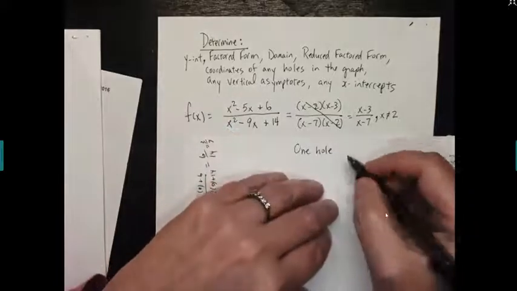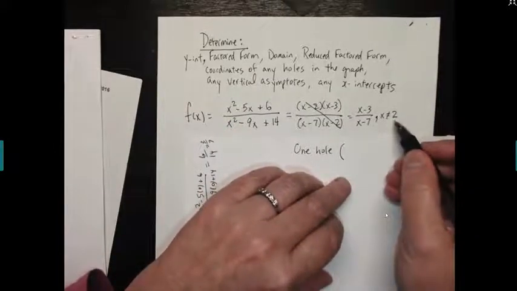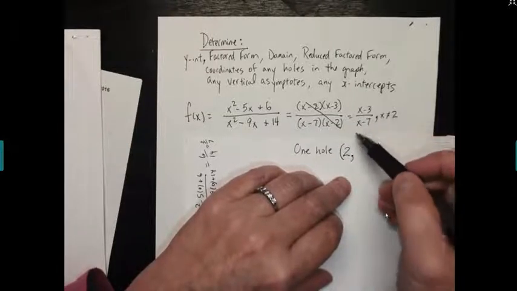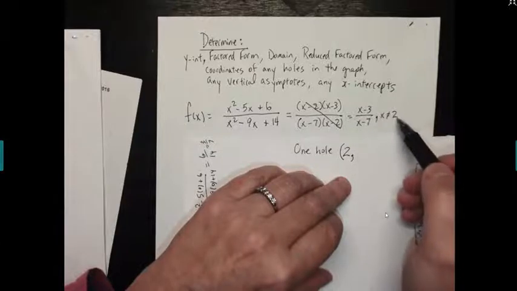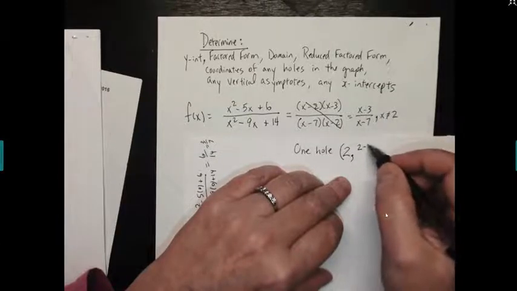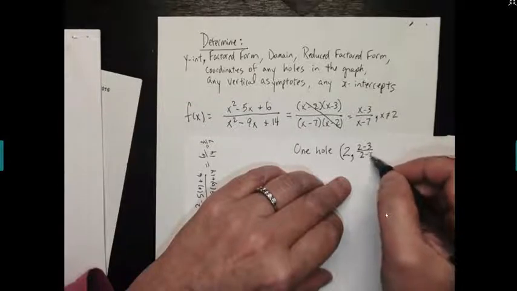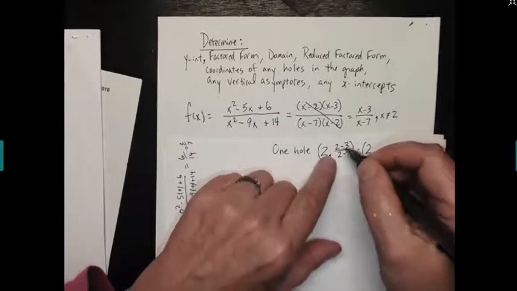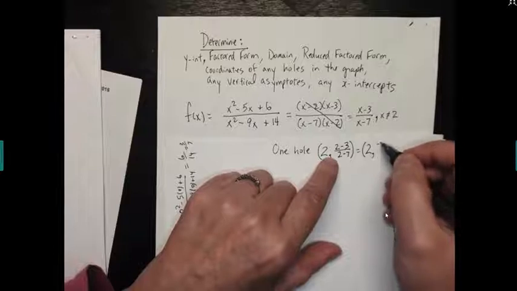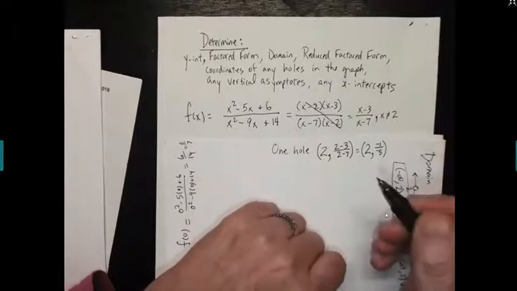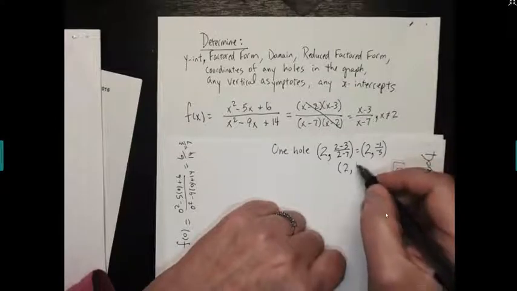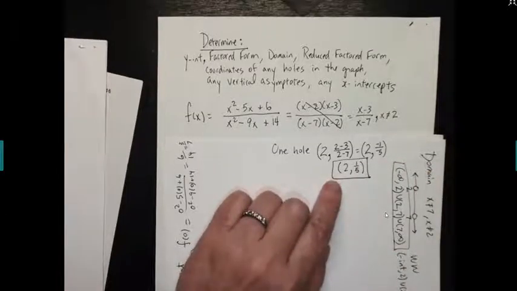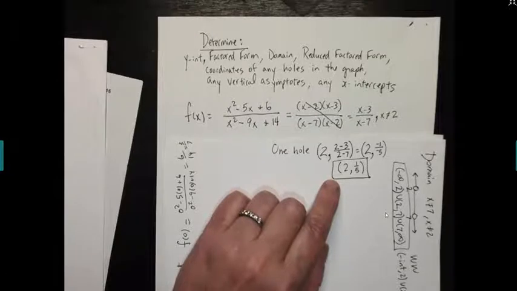Now, what are the coordinates of that hole? Well, the x coordinate is going to be 2. And the y coordinate is going to be my formula with 2 substituted inside there for x. So that's going to give me 2, comma, negative 1 over negative 5. Well, the negative signs cancel, and so there will be a hole at (2, 1/5). That gives you the coordinates of the hole.